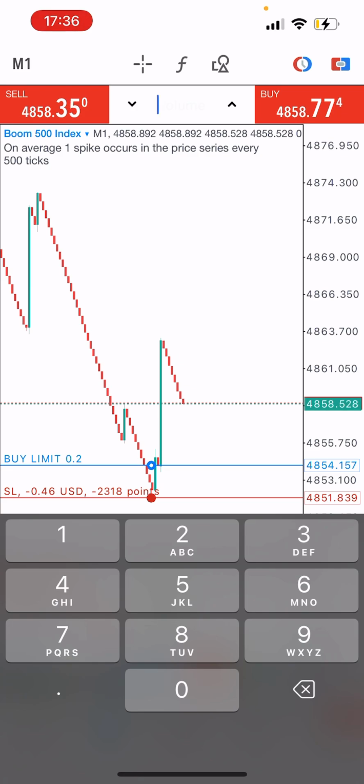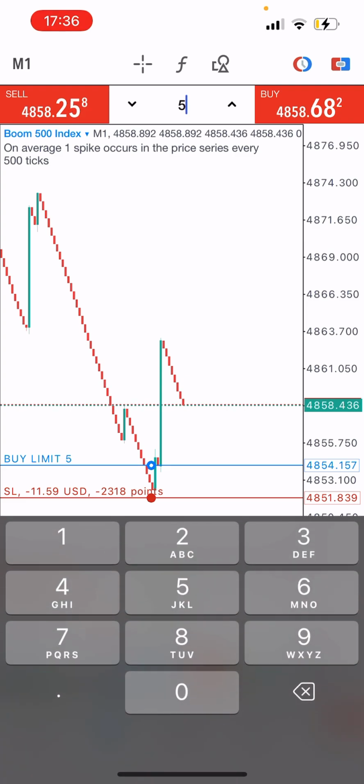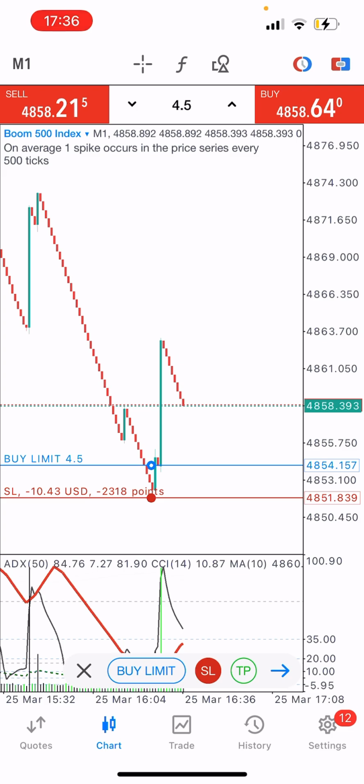You understand? So 10 chances, that's a very fair way of trading. You don't have to be risking 1%. It's too small, except if it's a robot that is trading the account. So let's say 5 lots. 4.5. Okay, so this is it, guys.